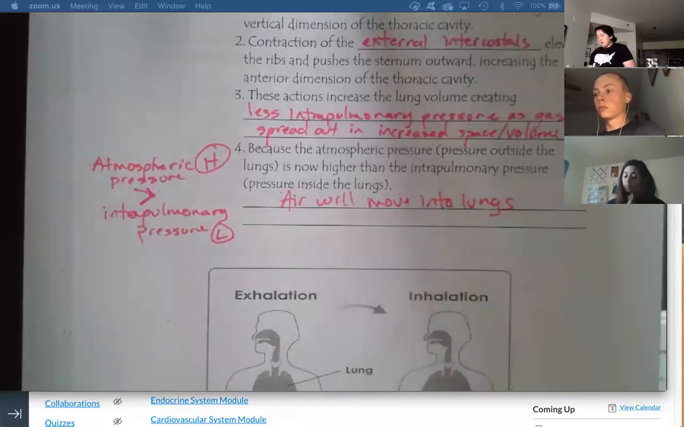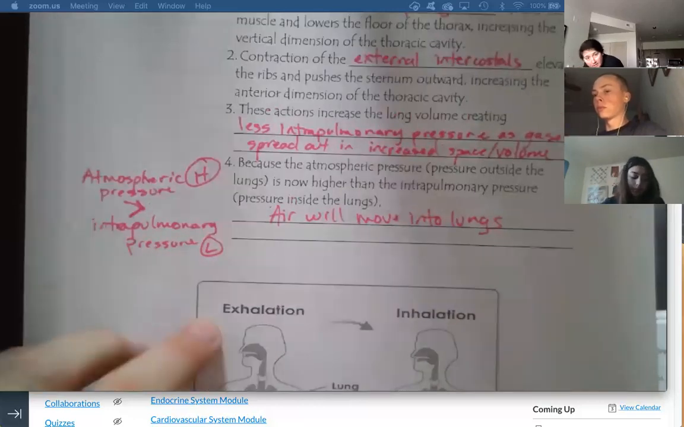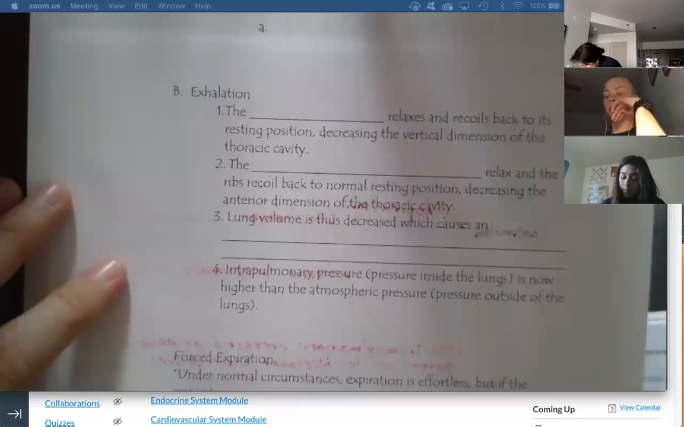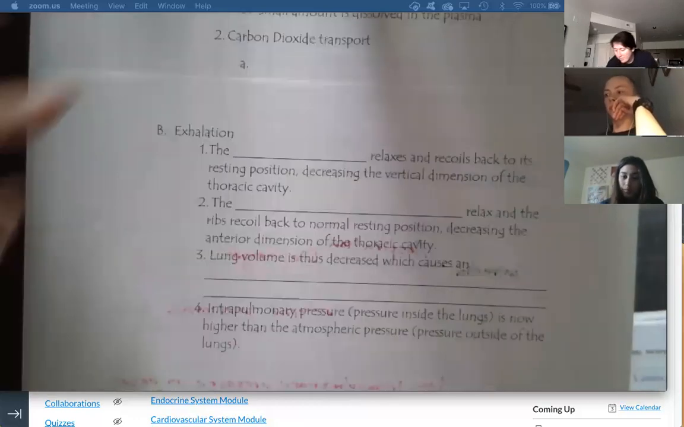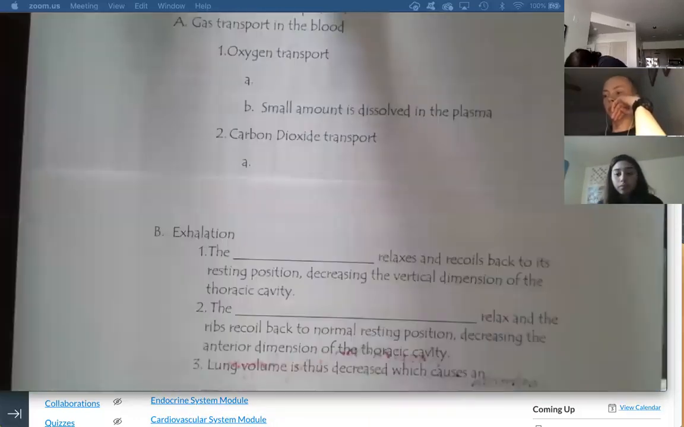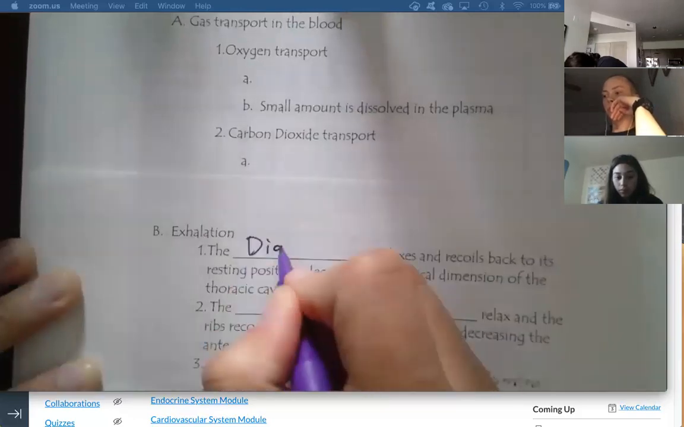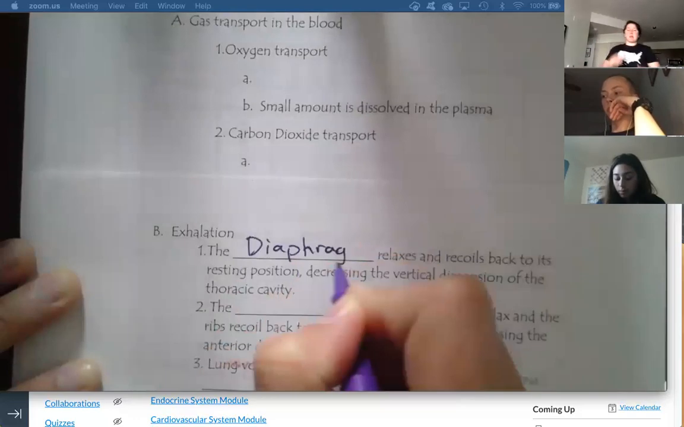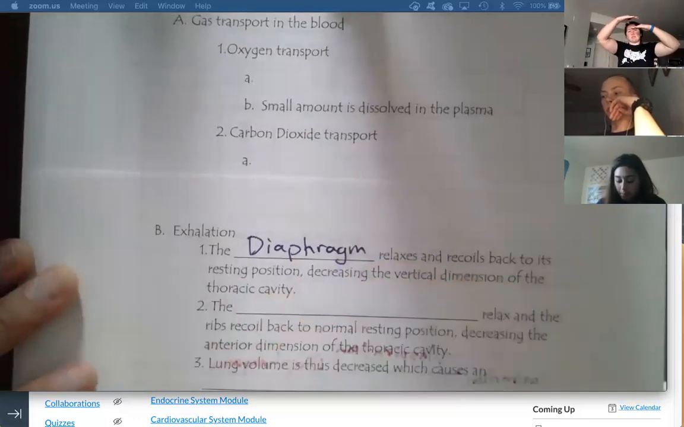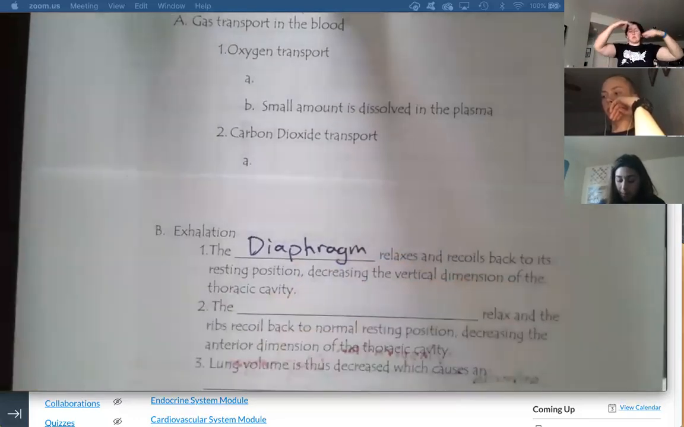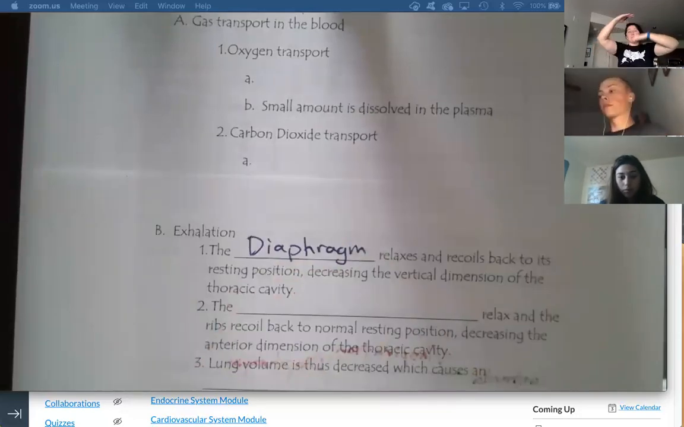Now exhalation is basically the reverse process. The diaphragm is going to relax. As the diaphragm relaxes, we are decreasing the vertical dimension of the thoracic cavity. So when it relaxes, it moves up, making the thoracic cavity shorter. That's the first thing that happens.